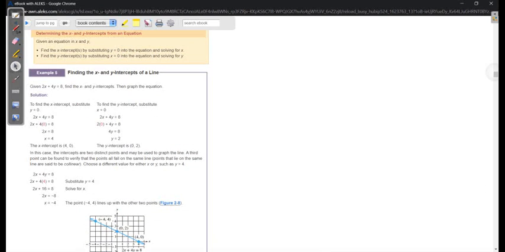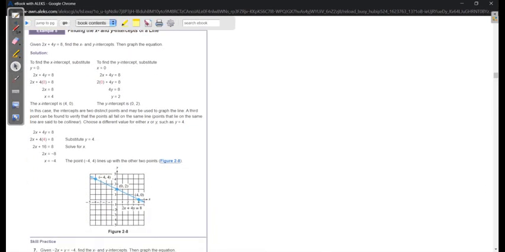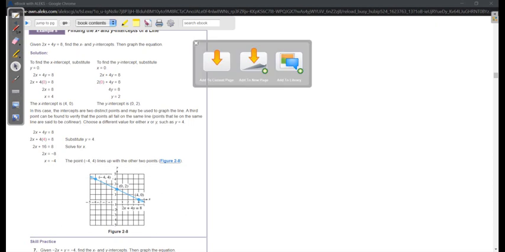Oh, did it say to graph it? Yeah, it did say to graph it. Okay, so we're going to give you the good graph instead of me graphing it.